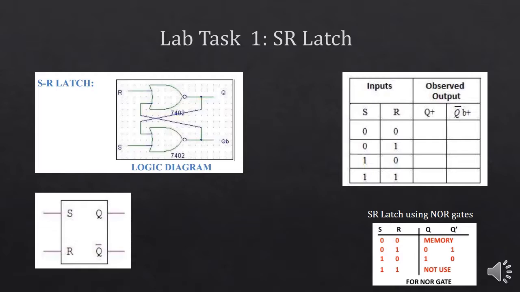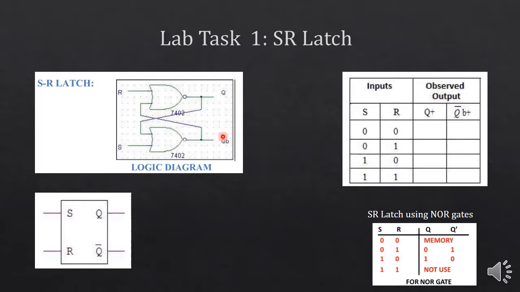As you know, the output of the NOR gate is equal to 1 when both the inputs are equal to 0. At any other input, the output will be equal to 0. So when initially both set and reset are equal to 0, the output will be equal to 1 and 0. At 0 0, Q will be equal to 1 and Q bar will be equal to 0.